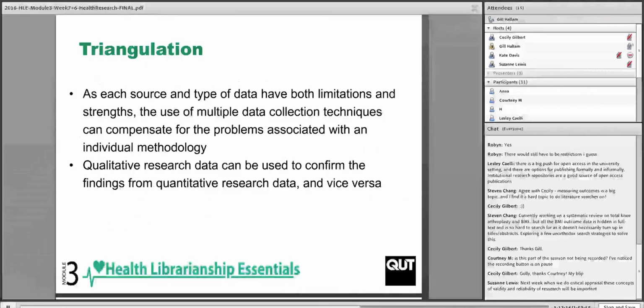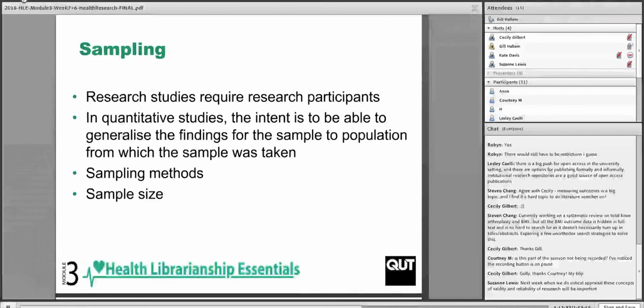Triangulation then allows you to look at the limitations and the strengths of different individual data collection techniques and bring them together to ensure that they are triangulated, that they support each other, that the findings are confirmed from different angles. So again, take a look at the SAGE research methodology materials to understand that in more detail.